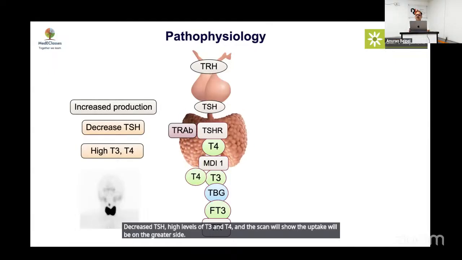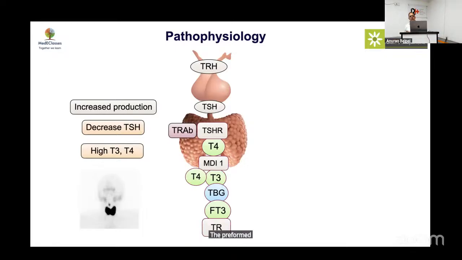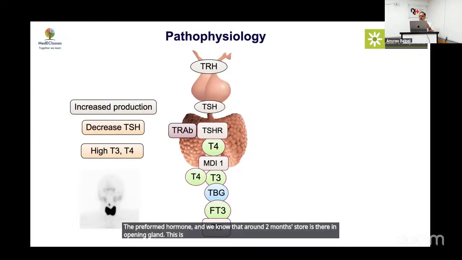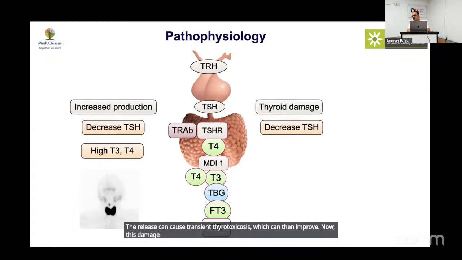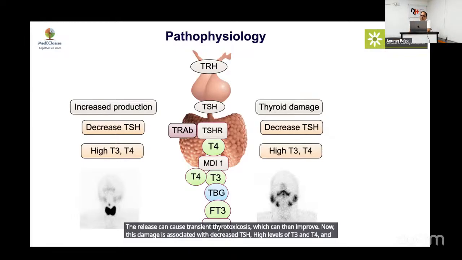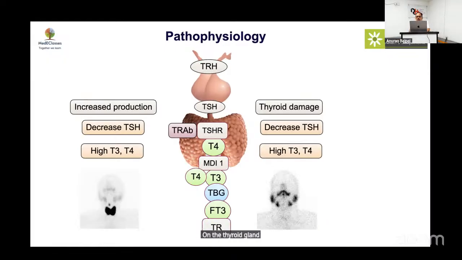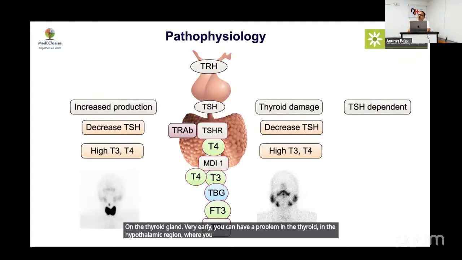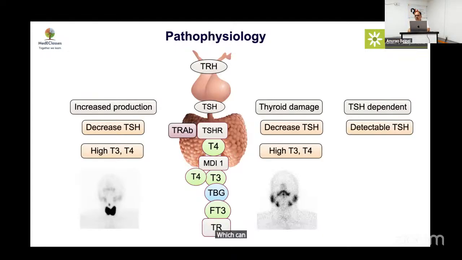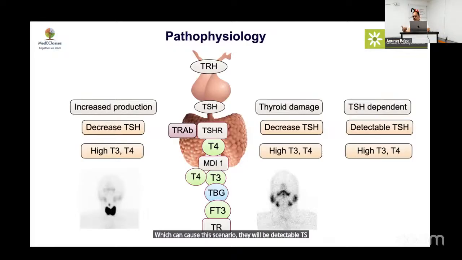On the other hand, if there is damage to the thyroid gland because of various causes, the preformed hormone is released, and we know that around 2 months of store is there in the gland. This is the largest endocrine gland, and it stores for 2 months. The release can cause transient thyrotoxicosis, which can then improve. Now, this damage is associated with decreased TSH, high levels of T3 and T4, and there will be absent uptake on the thyroid scan. Rarely, you can have a problem in the pituitary region, where you can have a TSH producing adenoma, which can cause this scenario. There will be detectable TSH with high T3 and T4.